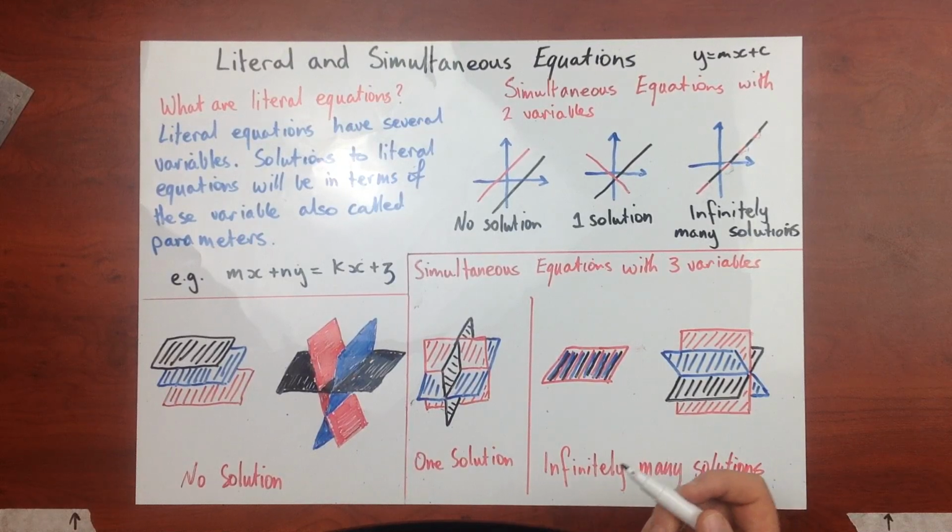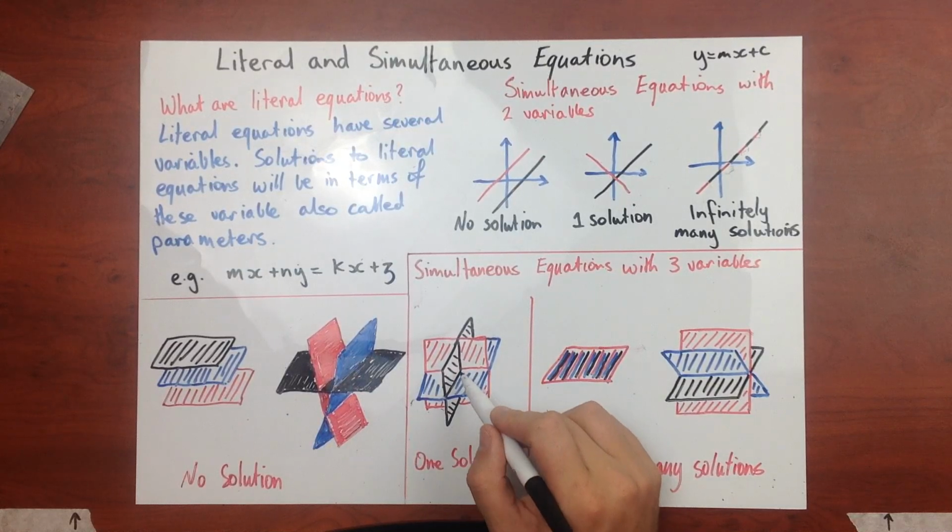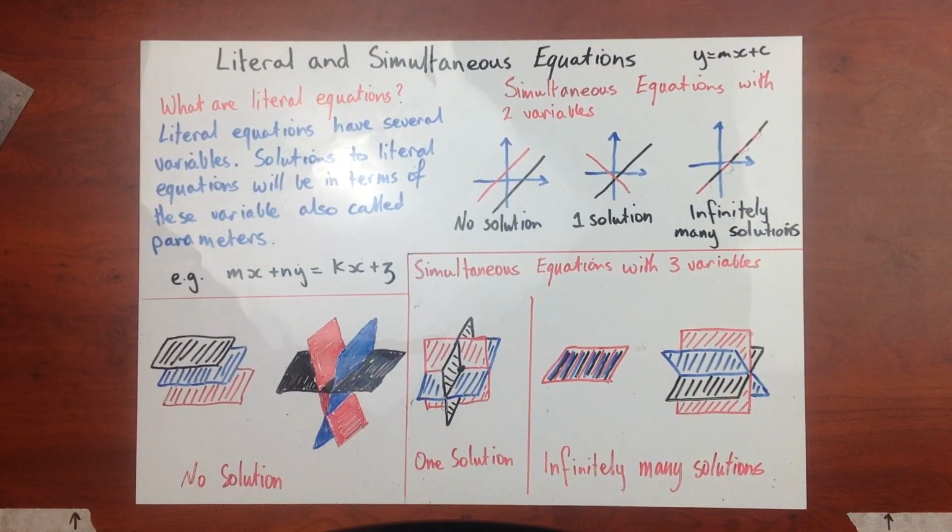We have one solution, which is something like this. Really, we've got to create our x, y, z coordinates, which if you like would be in here. So we're going to have one point of intersection of all three planes right in the center there. That's what it's going to look like if we've got one solution.